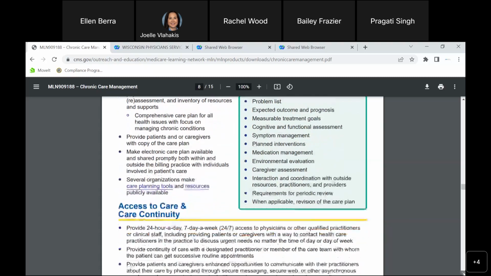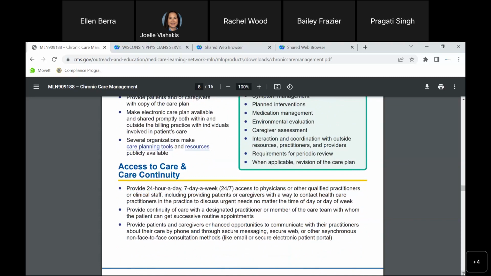And then if we scroll down, again, the patient has to have 24/7 access to physicians or clinical staff so that they can ask questions, they can have their needs met, no matter the time of the day or week. A lot of times when you call into your provider's office, the first message that you receive is, if this is an emergency, hang up and dial 911. For your chronic care management patients, that should not be the first message that they receive. They need to be able to get to that clinical staff.